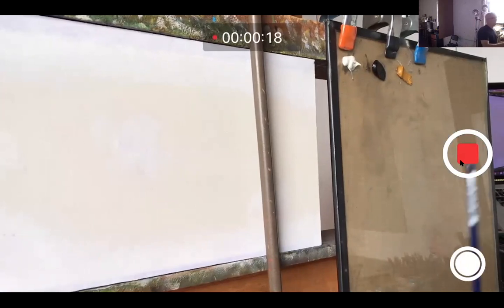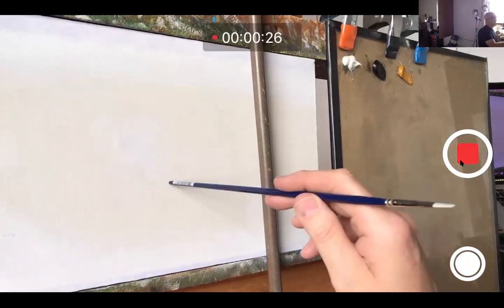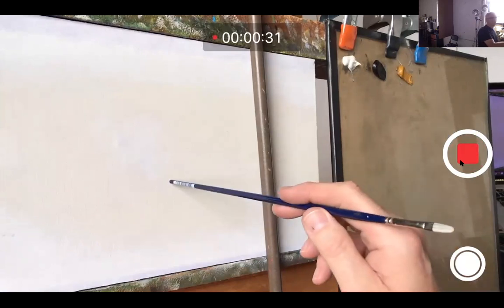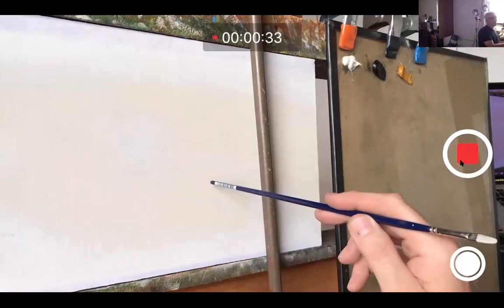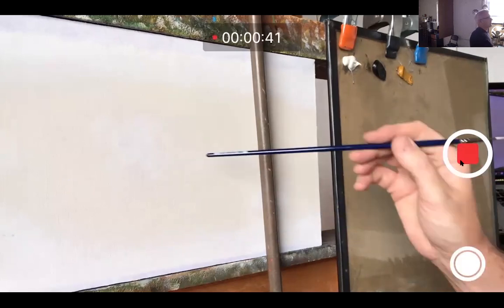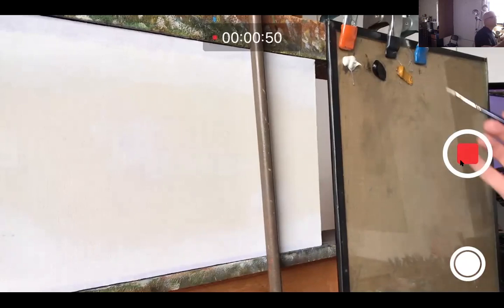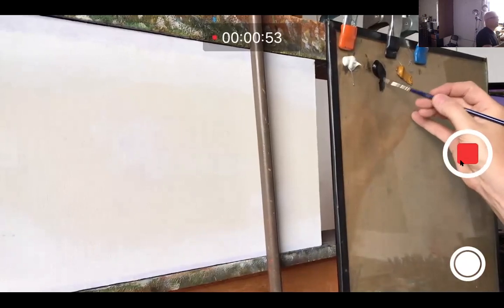So before I start working, I want to get a couple of terms out of the way. The surface I'm working on is obviously a canvas. I'll often refer to this flat surface as the picture plane. Again, that's a common term when talking about paintings. And I often like to think about both the picture plane and the plane of vision.